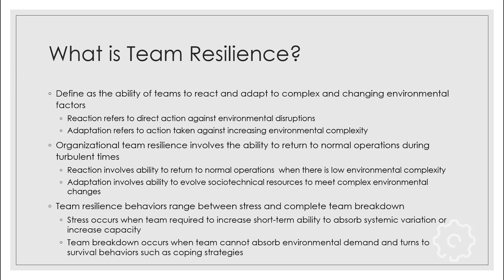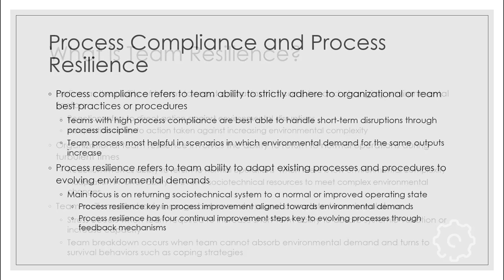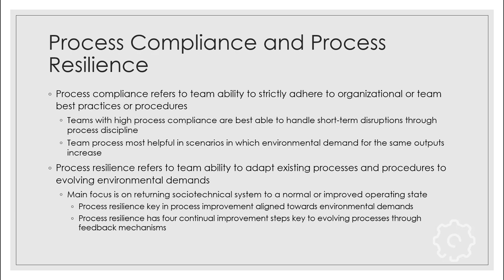When this occurs, there has to be very drastic measures to restore the social technical system to a level to at least provide a minimum level of performance. The team process resilience has two components. You have process compliance and process resilience. Process compliance within this model refers to the ability to strictly adhere to organizational or team best practices or procedures.